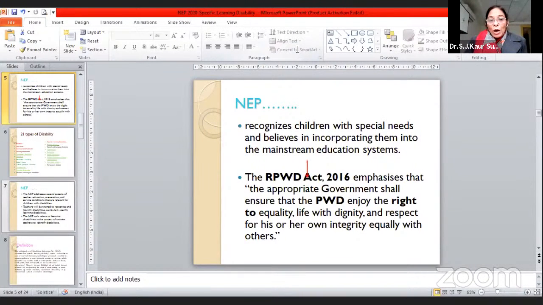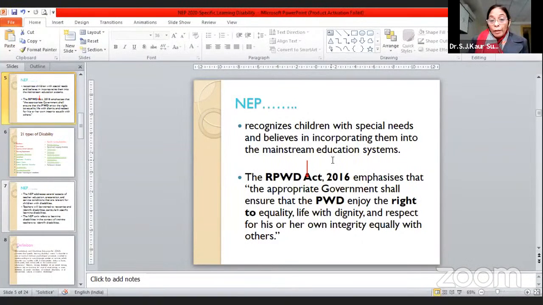You see this red arrow marked here; that is like a victory of the RPWD Act 2016, that is the Rights of Persons with Disabilities Act 2016. It broadly aligns with the objectives of this act. This act emphasizes that the appropriate government shall ensure that persons with disabilities enjoy the right to equality, life with dignity, and respect for their own integrity equally with others. Now, all students with special needs will be admitted in mainstream, general schools, and they will participate in all the activities. We have to encourage them, and they should feel that they are at par with others.